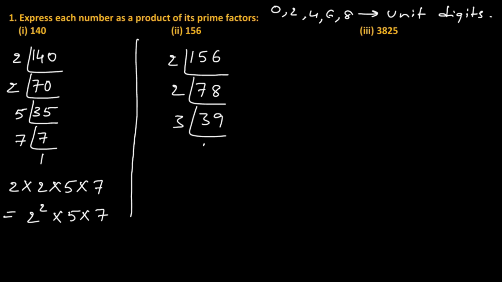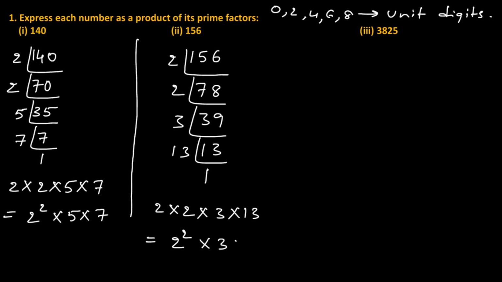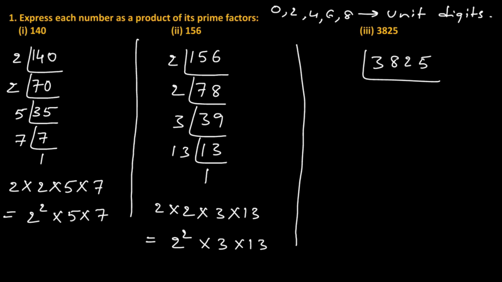Check with the 3. 3 ones are 3, 3 threes are 9. 13 itself is a prime number. So 13 ones are 13. 2 into 2 into 3 into 13. We got all our prime factors. We can also write it as 2 square into 3 into 13. Next question. 3825.